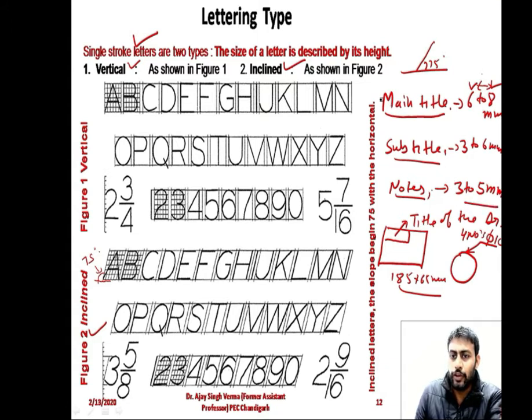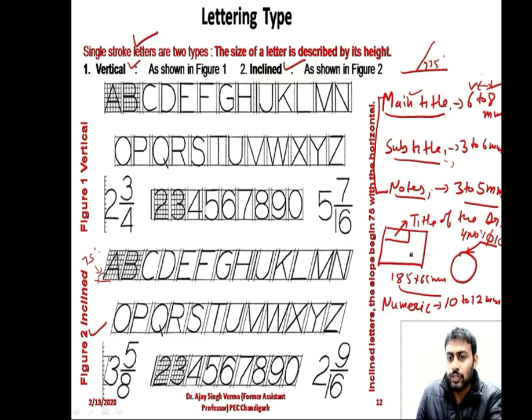So in your drawing there are three types of representation for the letters. One is the main title, for example the title of the drawing. Subtitles, 3 to 6. For example, all the dimensions you have to write, and all the dimensions are in mm. One more thing is there: numeric words also. The numeric word has a size of 10 to 12 mm.